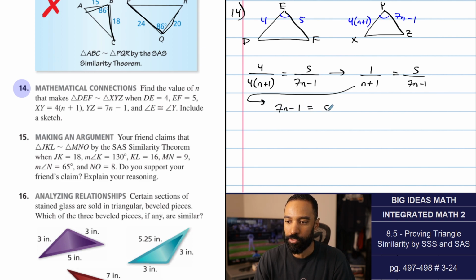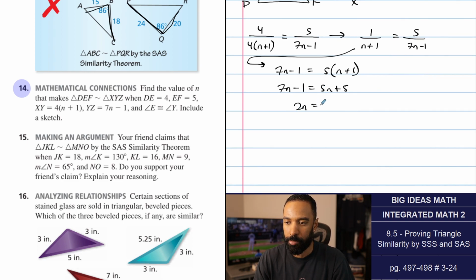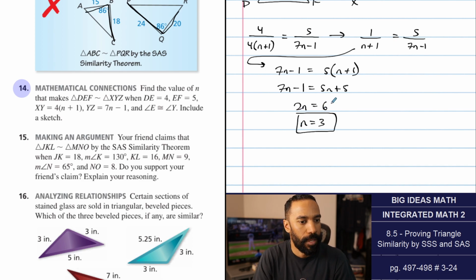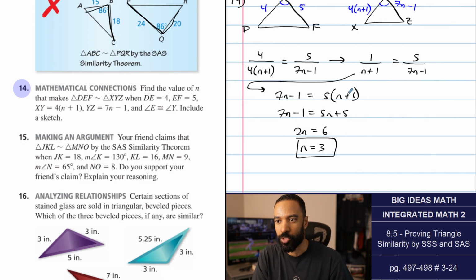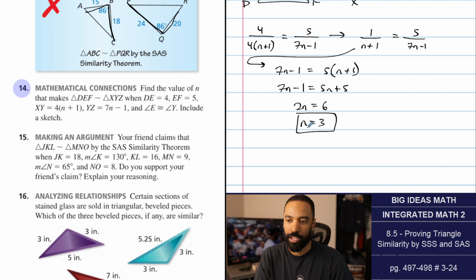7n minus 1 equals 5 times the quantity n plus 1. Let's distribute. Subtract 5n from both sides. Add 1 to both sides. Divide both sides by 2. You get n equals 3. They just said find the value of n to make this one true. This would be a side angle side test to make those in proportion, right? They would have to be equal for them to be similar. This is the value of n.